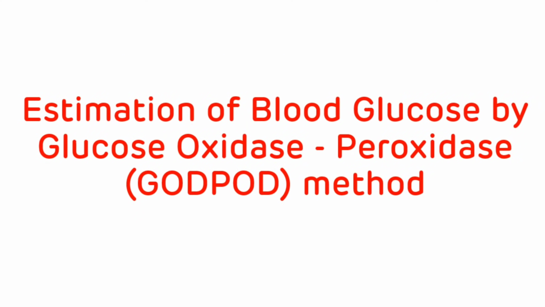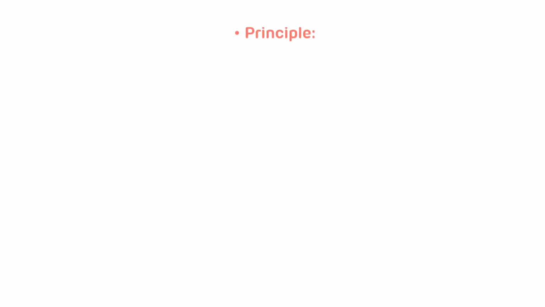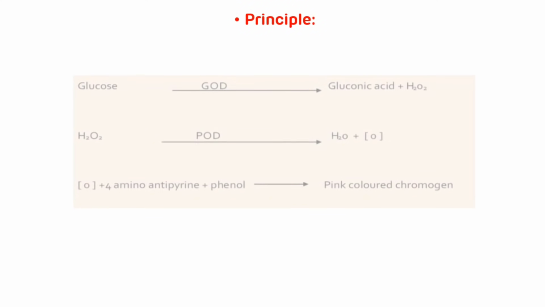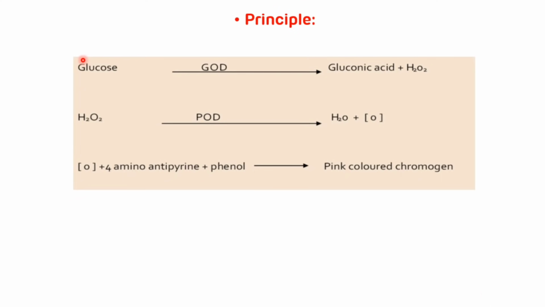Estimation of blood glucose by glucose oxidase and peroxidase method. The principle of glucose estimation by GOD-POD method is that glucose present in the blood is converted to gluconic acid and hydrogen peroxide by glucose oxidase, and the hydrogen peroxide is catalyzed by the peroxidase enzyme to H2O and nascent oxygen. 4-amino antipyrine, which is an oxygen acceptor, will accept this nascent oxygen, and in the presence of phenol, it will be converted to a pink colored chromogen.